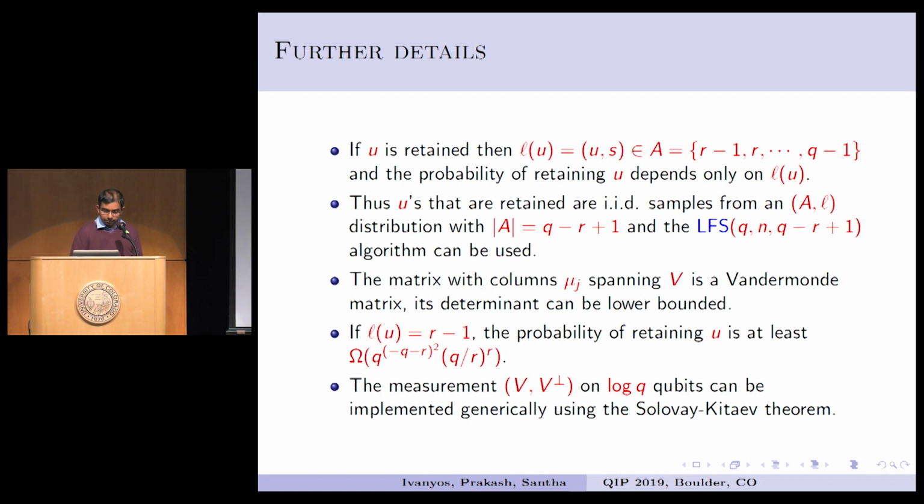So now the U's that are being retained are IID samples from an AL distribution with A equal to Q minus R plus 1. And now the LFS algorithm can be used to solve this problem.